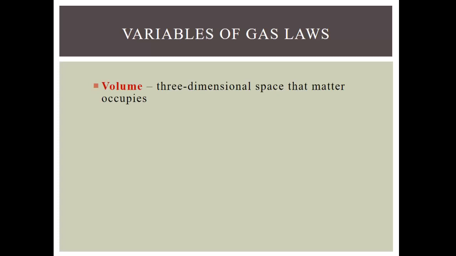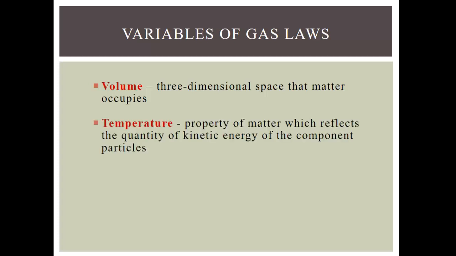So let's talk about some of the variables that we're talking about. Volume we've already talked about throughout the year. It's just a three-dimensional space that matter occupies. So how much area, how much room does something take up? We've also talked about temperature. Remember, temperature is a way of measuring the property of matter which reflects the quantity of kinetic energy. Remember, kinetic energy is the energy of movement. So how quickly are those particles moving? As we increase the temperature, we're increasing the movement of particles because we're giving them more energy, and vice versa if we decrease the temperature.